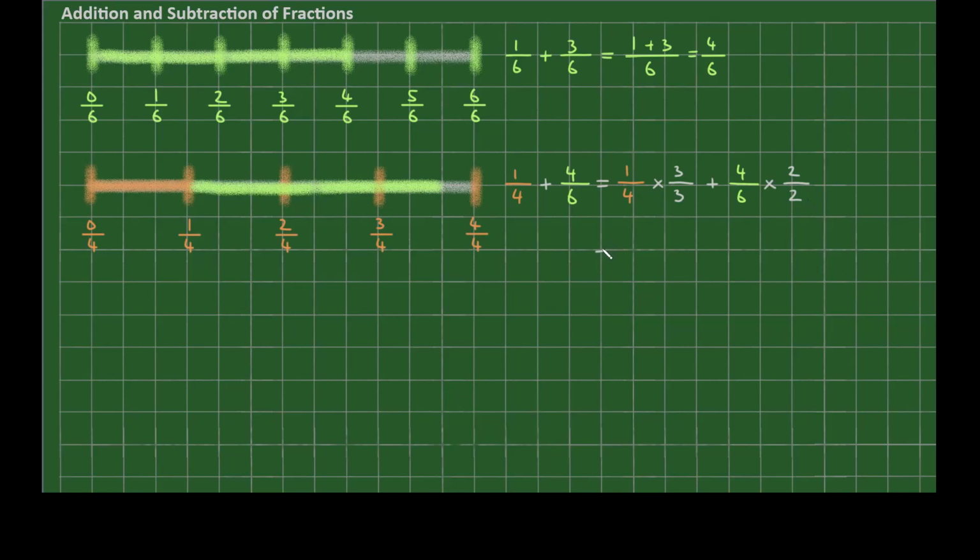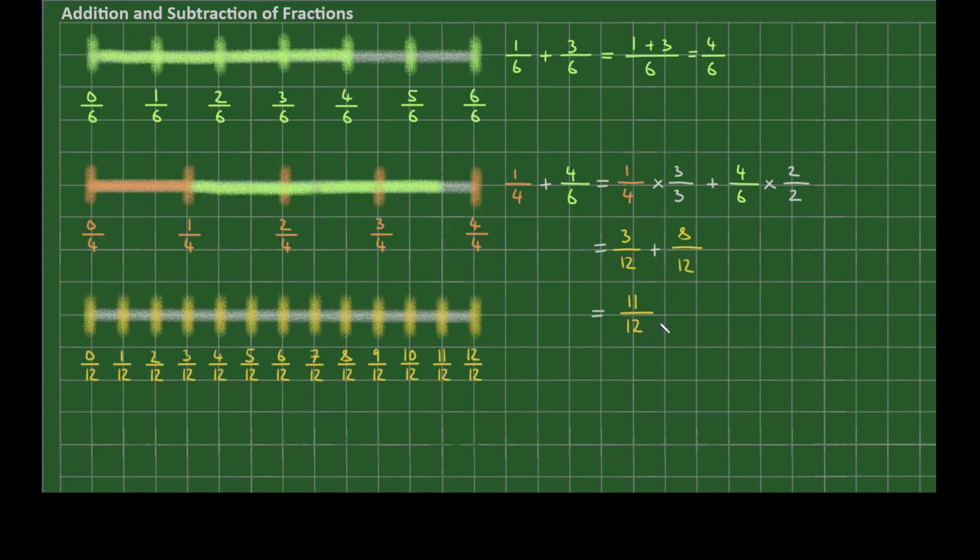And now I can say 1 multiplied by 3 is 3, 4 multiplied by 3 is 12. 4 multiplied by 2 is 8, and 6 multiplied by 2 is 12. The denominators are now the same, and I can add the numerators. 3 plus 8 is 11, so the answer is 11/12. Let's confirm this visually. Here is the same line length divided into 12ths. I'm going to mark in a quarter and then 4/6. By inspection, I can see that everything checks out.